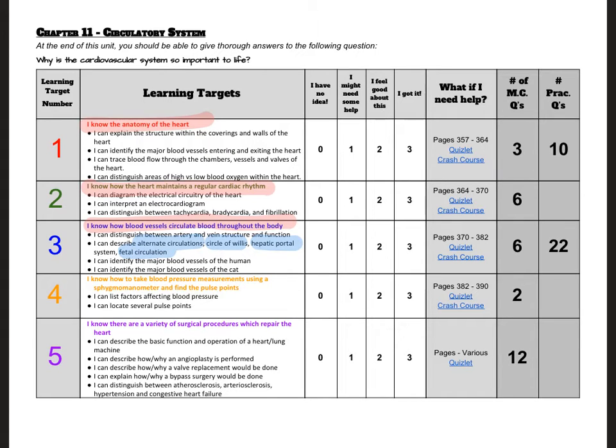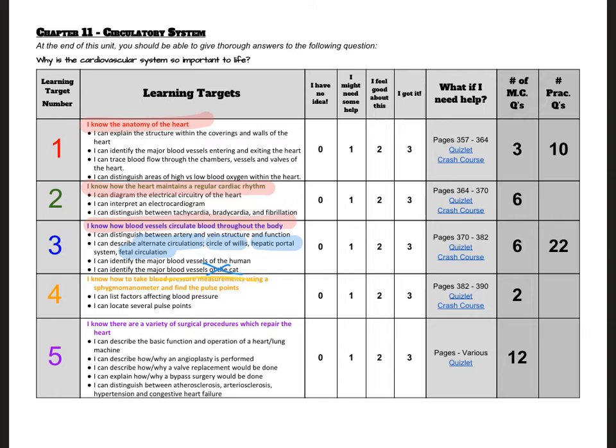Remember, we did cross off this one bullet point: I can identify the major blood vessels of the cat. I actually went into school last week and I cleaned out the fridges. It was definitely kind of a weirdly emotional moment. I took a couple of pictures and I thought I'd maybe make a short video in case you needed some cat closure.